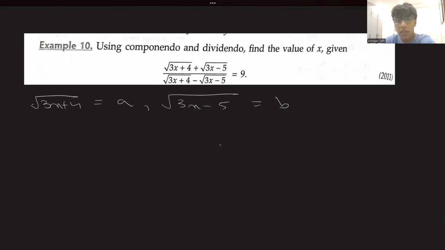So for now, let's say that root 3x plus 4 equals a, and root of 3x minus 5 equals b. So it'll be easier for me to show you the CND because root 3x plus 4 is a very big term to write, especially on this pen tab. So that's a plus b by a minus b equals 9. And I have to apply CND on both sides.